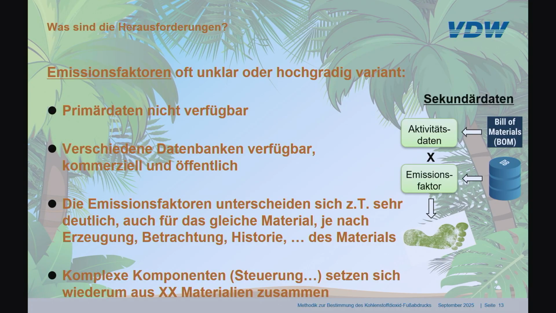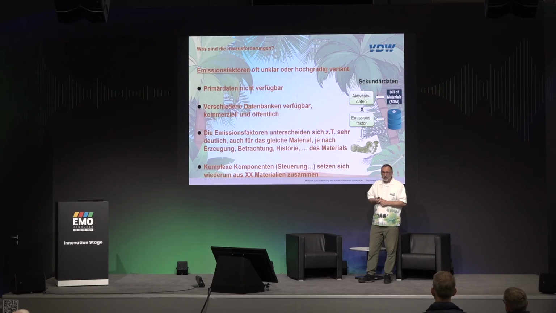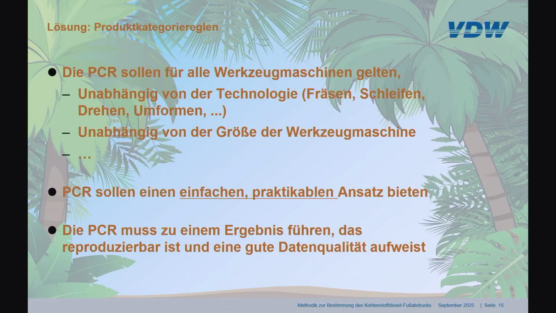You have to use secondary data, which means you've got to calculate that number yourself, and you do that by doing the following. On the one hand, you look at the activity data. As a rule, how heavy is the part? What's the mass, the weight? Then what's the material it consists of, and then you find the corresponding emission factor for that in a database, and then you can calculate it. And all of these things were the challenges.